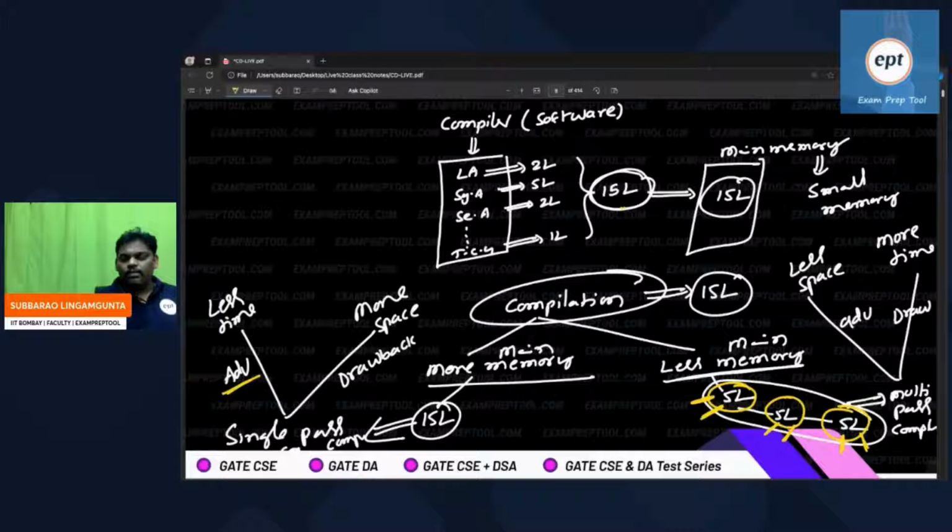Is it perfect? Let me know if anyone has any doubt. Remember, compilation going on means 15 lakh lines of code is running. Compiler is a software. Running means that code should be there in the main memory.